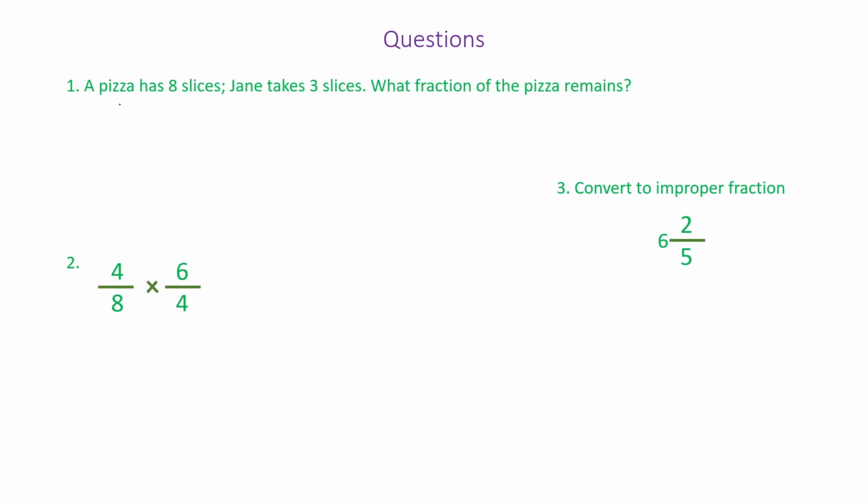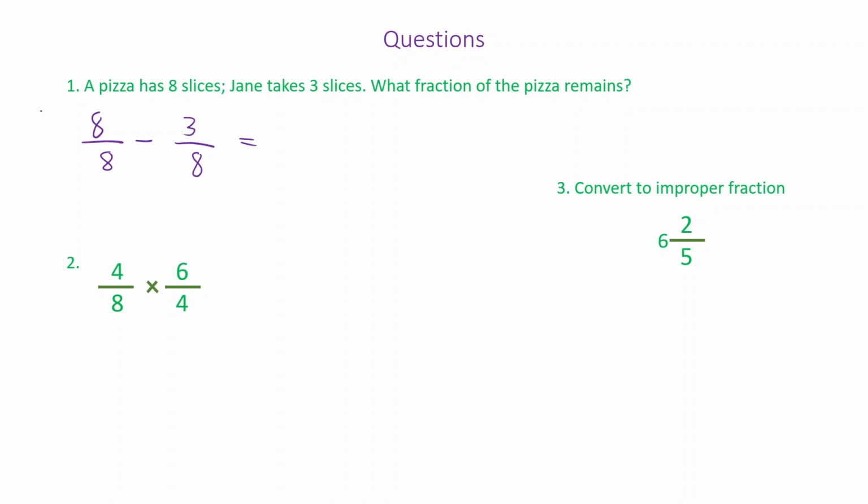Now the first question. A pizza has 8 slices. So let's just say it has 8 over 8. Now that's a whole pizza. Jane takes 3 slices. So Jane takes 3 over 8. So if she takes away something, we subtract it. So what fraction of the pizza remains?